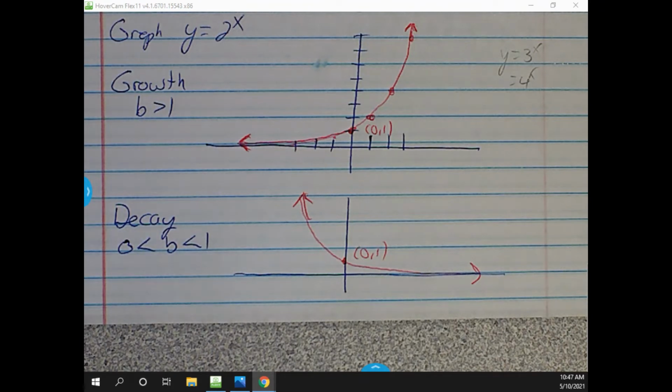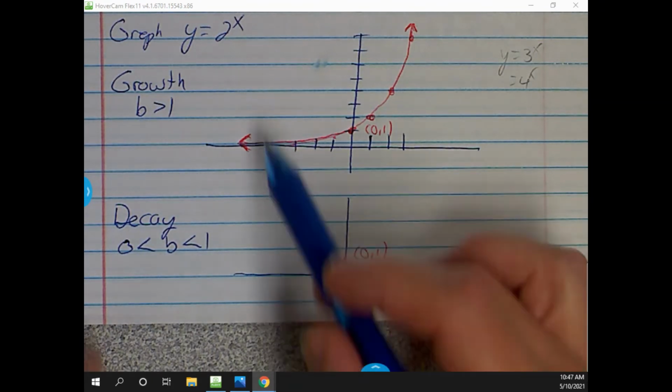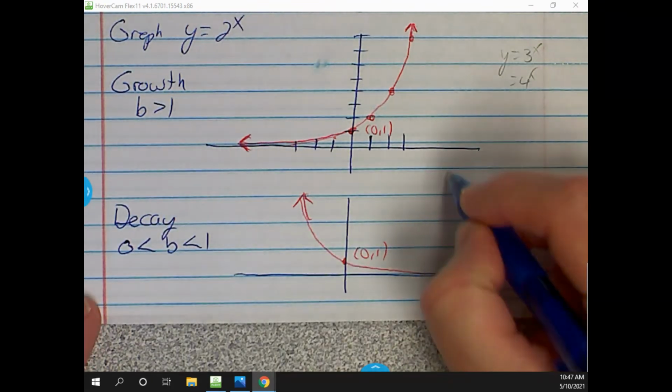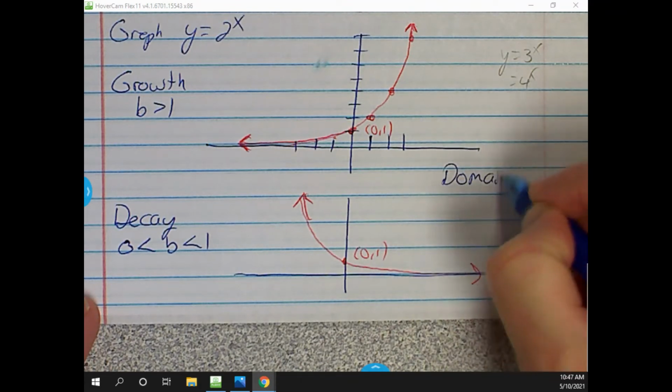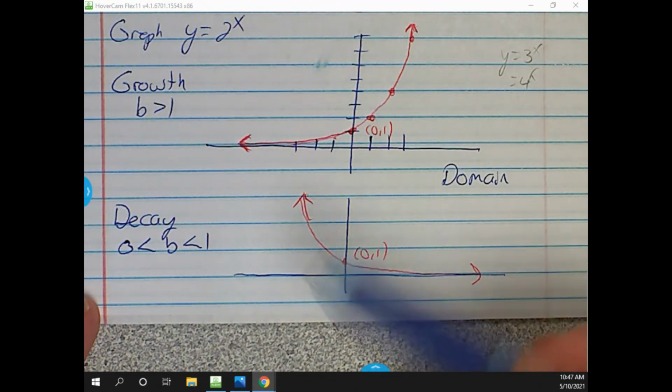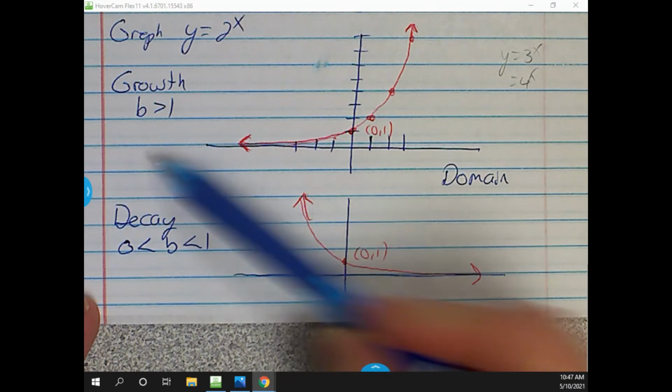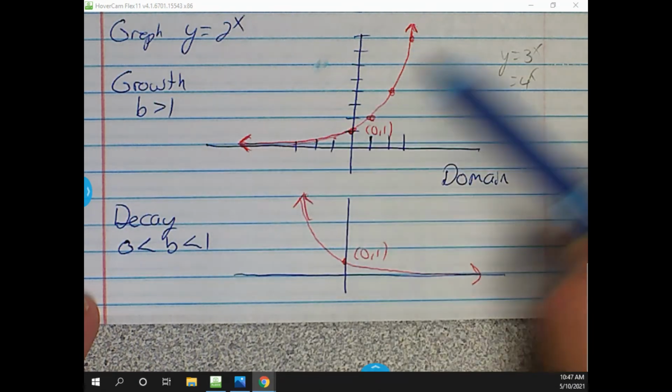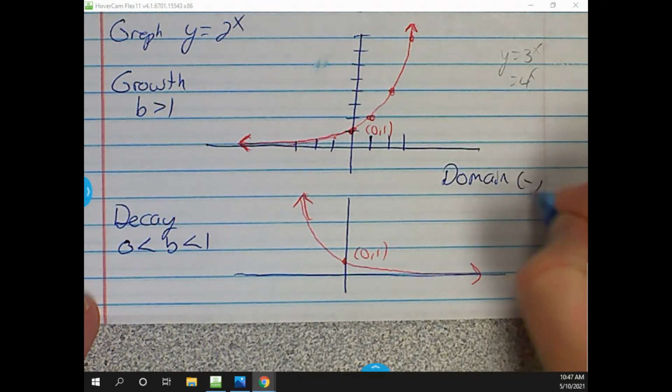Okay. The other thing, when they talk about these, whether it's growth or decay, if it's just a basic model, both of these two, your domain and range. Again, domain's your x values, so this one goes as far left as you can go. It's still going up, but it's still going to the right side also. So your domain would be negative infinity to infinity.